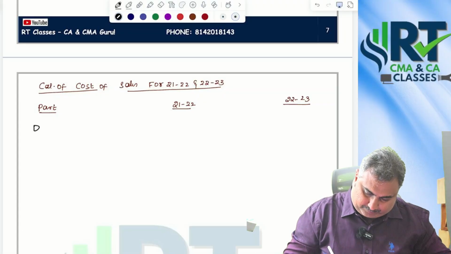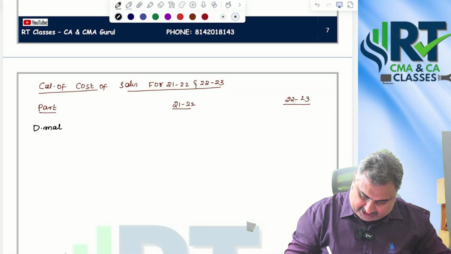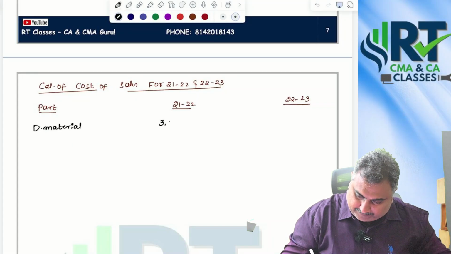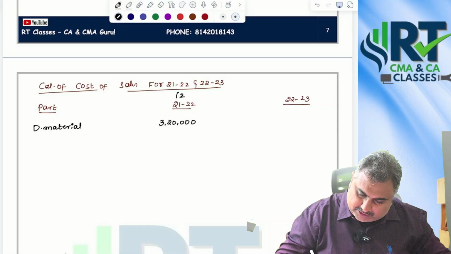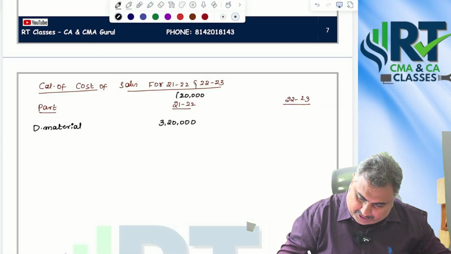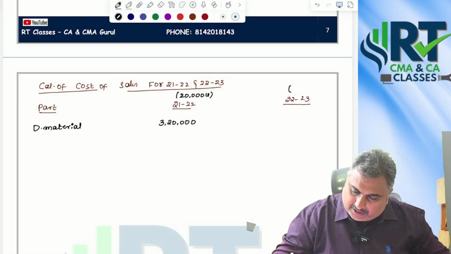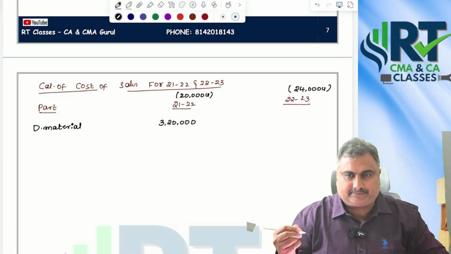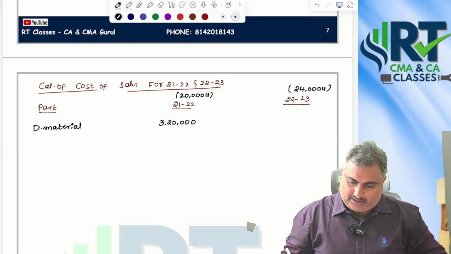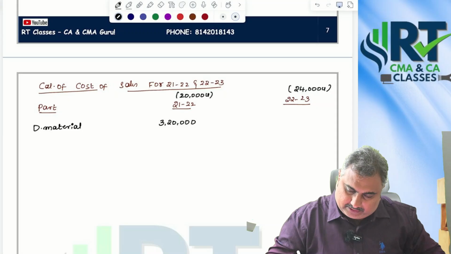First, direct material is already given in the question. How much? 3,20,000. For reference, if you want, write down here 20,000 units, and here write down 24,000 units. Okay. Next, see the calculation carefully.